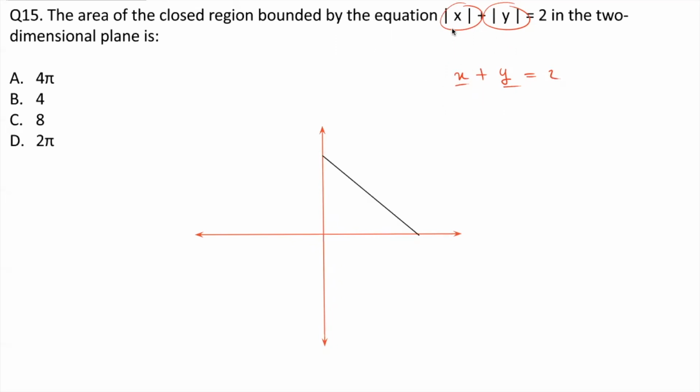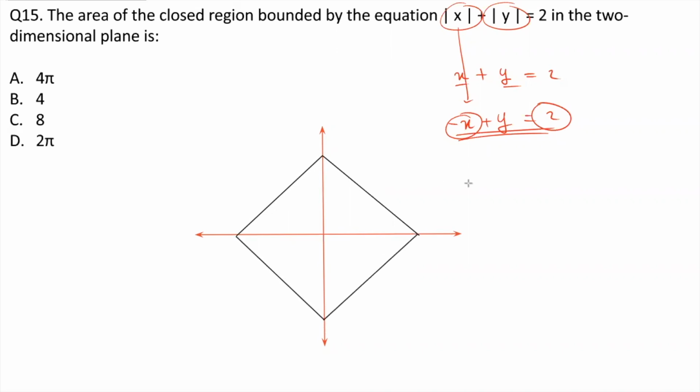Now, in the second quadrant, we know that x is negative and y will be positive. So mod of x will be minus x and mod of y will be y only. So we will have minus x plus y is 2. Now this equation has x-intercept minus 2 and y-intercept plus 2. So if you draw the line, it will be something like this. In the third quadrant, both x and y will be negative, right? And in the fourth quadrant, we observe that x is positive and y is negative. So this is how your graph would look like.